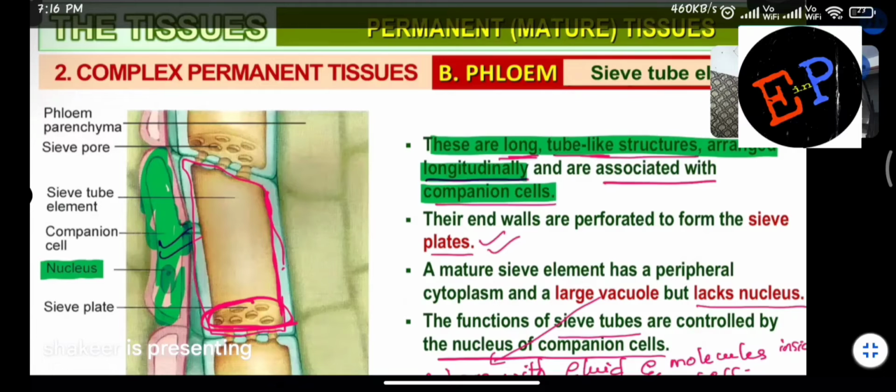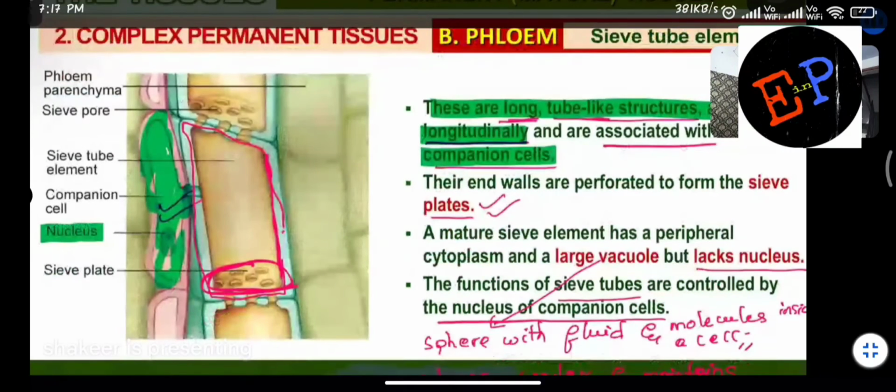It means cytoplasm you can see only on the outer walls, towards the inner walls of this sieve tube element. In the middle you don't find any cytoplasm. So a large vacuole is present and it lacks the nucleus. What is meant by vacuole? A vacuole is a membranous covering which is present inside the cell. So it maintains the pressure difference also.